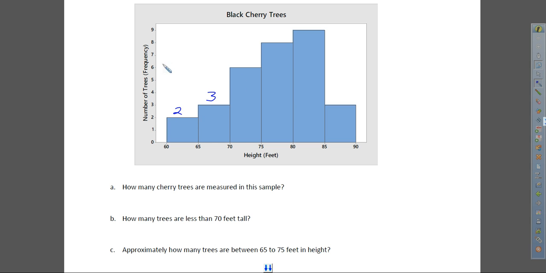Looks like 3 trees in this bin. 6 trees in this bin. This has a height of 8. 8 trees in that bin. 9. And this looks the same as this one, so 3 trees. So if we add all these up, 2 plus 3 plus 6 plus 8 plus 9 plus 3, you should get 31 trees.